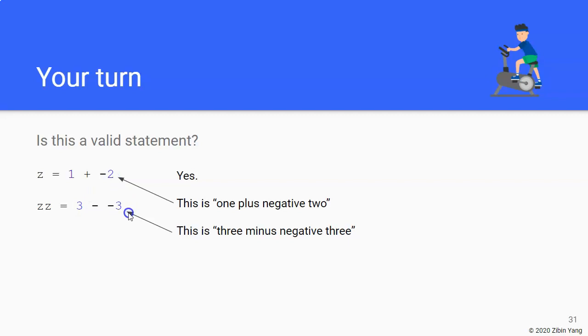And then the next one, even though it looks a little odd with 2 hyphens, the 2 hyphens actually mean 2 different things. The first hyphen, because it's right in front of a number, is a negative sign. So this is negative 3, and this hyphen is between 2 numbers, so it's a subtraction operation. So this is 3 minus negative 3, which should give us 6.